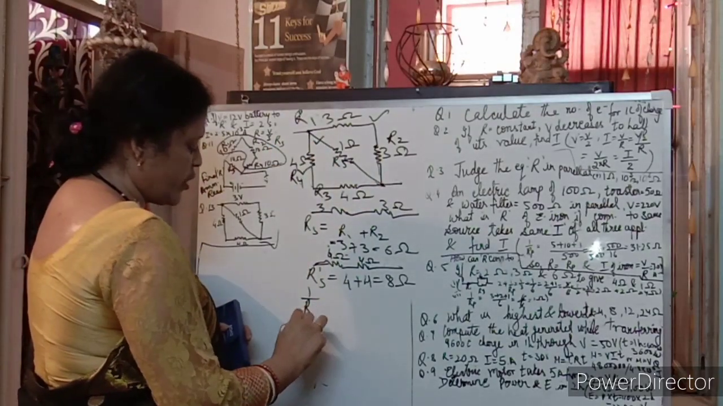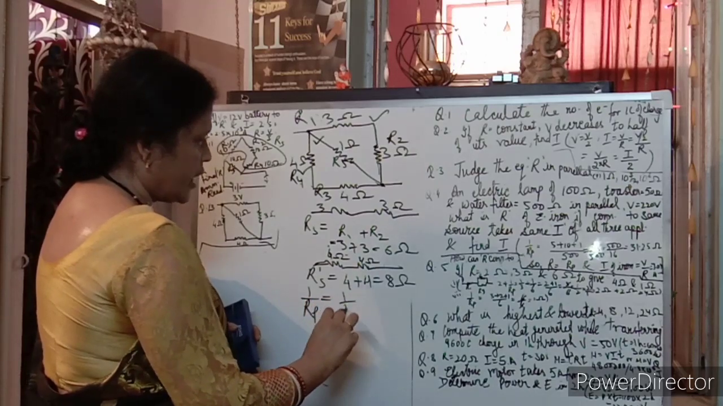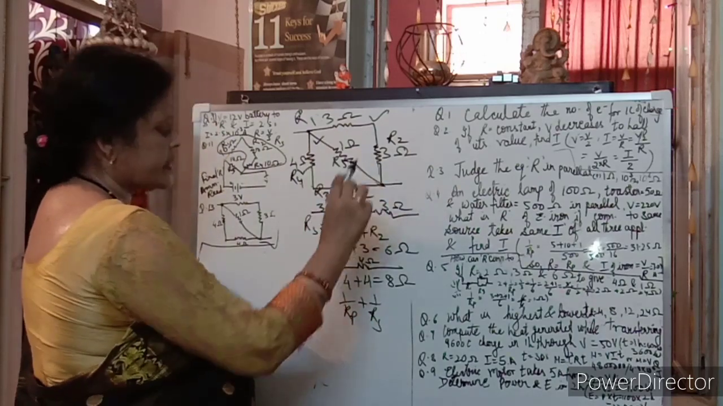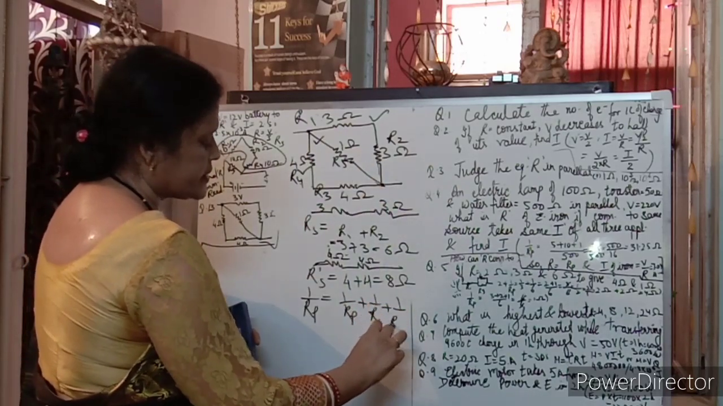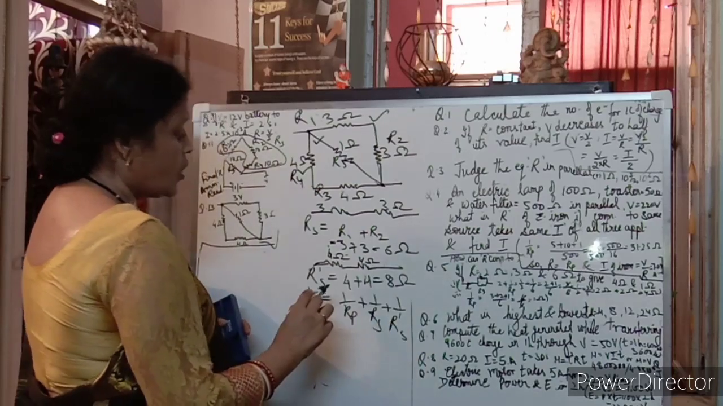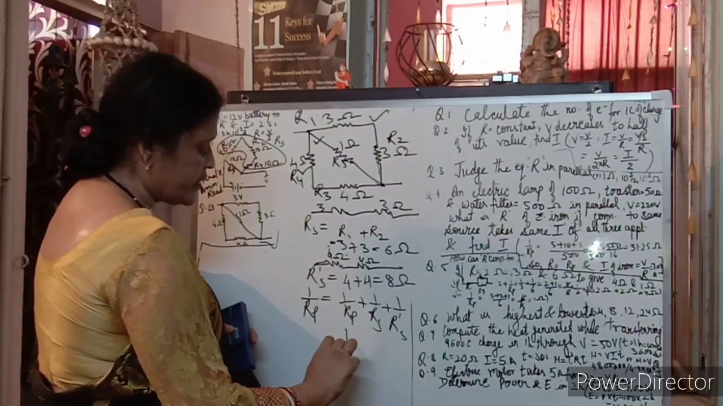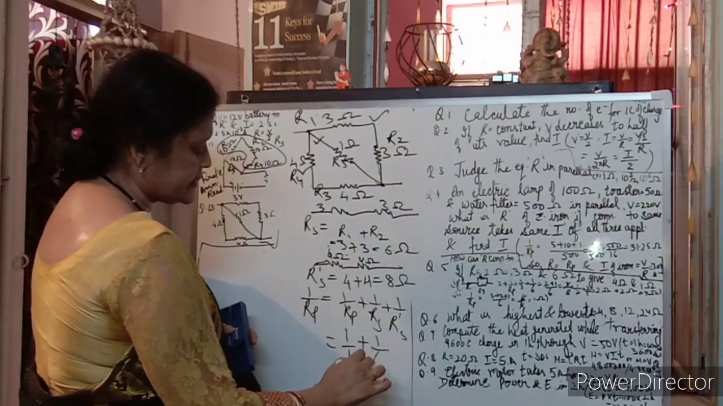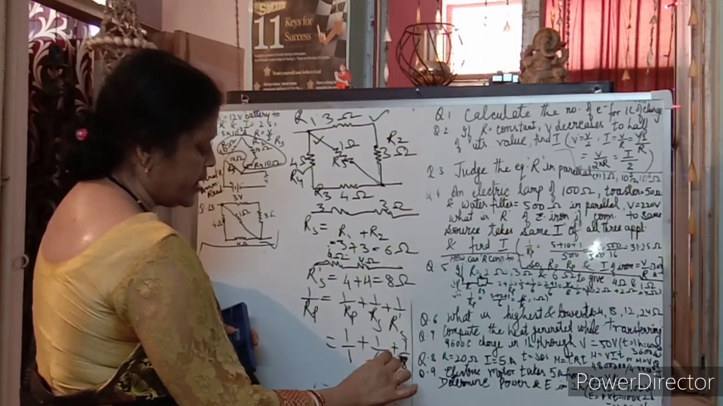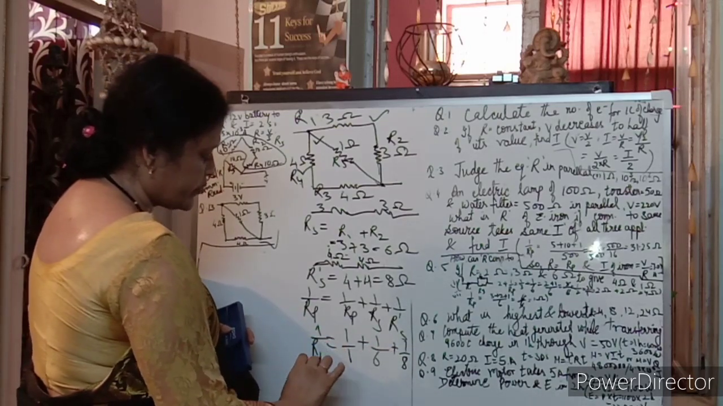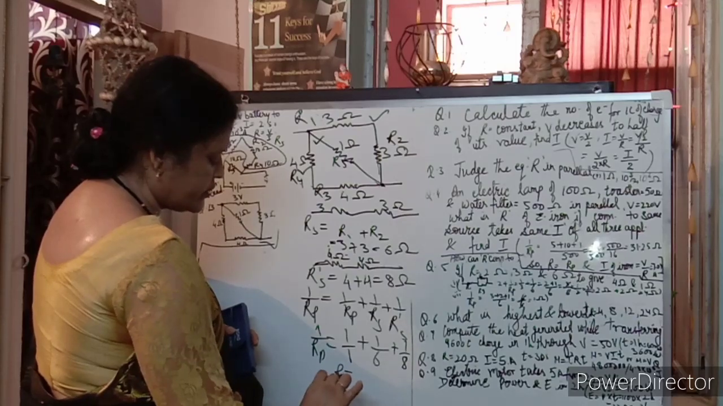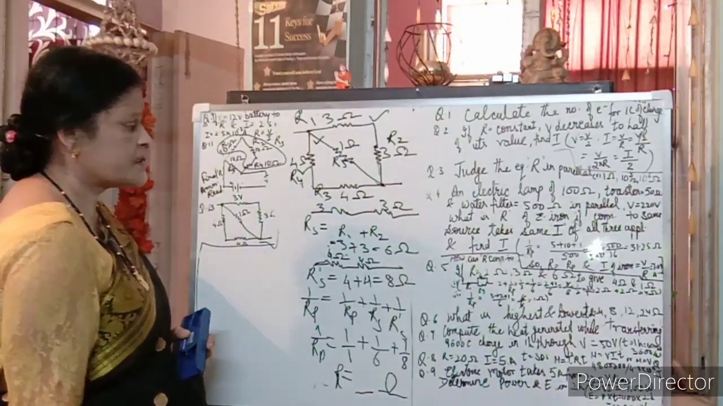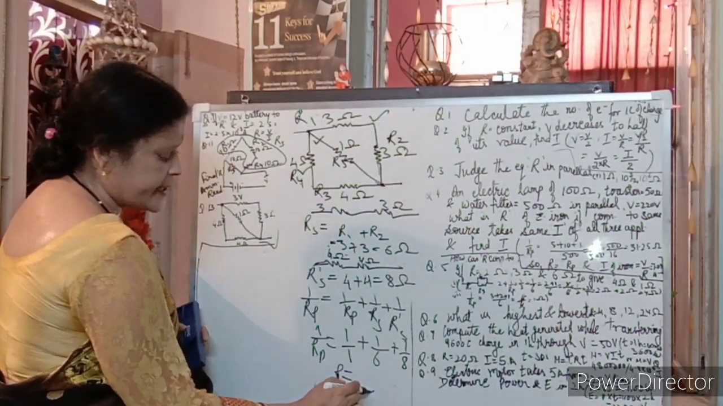So what will be 1 upon RP? 1 upon RP plus 1 upon RS, that is this series, plus 1 upon R dash S. Very easy. So 1 upon RP is 1 upon 1 plus 1 upon 3 plus 3, that is 6, plus 1 upon 8. Whatever the answer is for 1 upon RP, reciprocate it and you will get the total R. Clear, student? So don't worry at all.